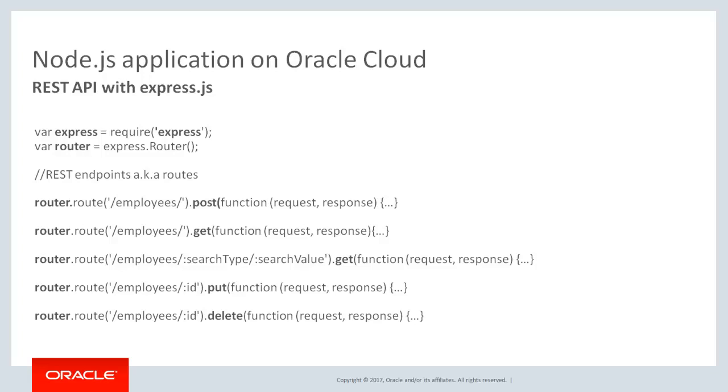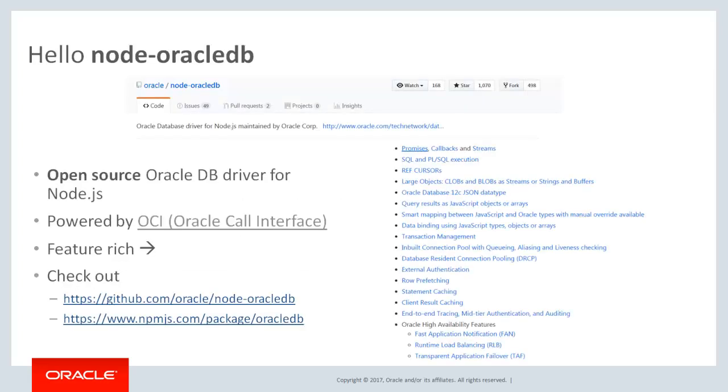Put is used to update the details of an employee, and delete, as is pretty evident, is used to delete the employee from the Oracle database. So this is how the REST API looks when implemented with Express.js.